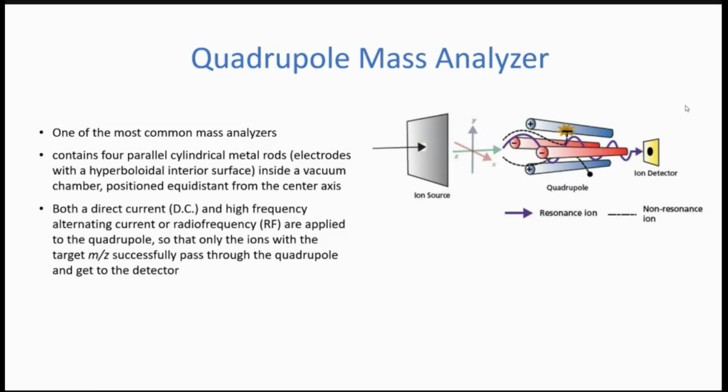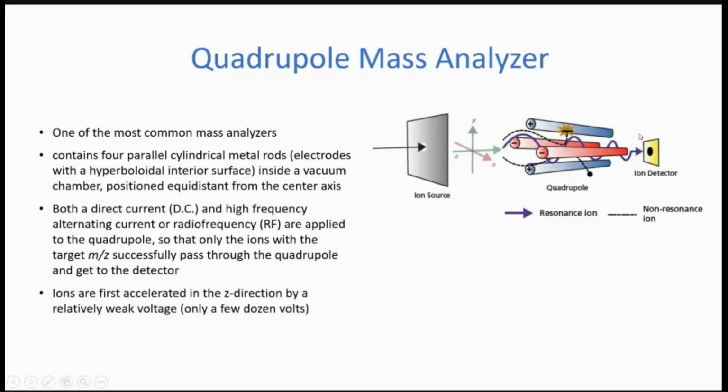Let's see. So it's a hyperboloidal interior surface. That's what they call that. So it's like a hyperbolic chamber on the inside, I guess. And so this is a direct current, high frequency, radio frequency style mass analyzer that goes on in here. And like I said, as these change in their voltage and location, that's where you get the frequency, and the direct current is constant current that's applied across these poles.